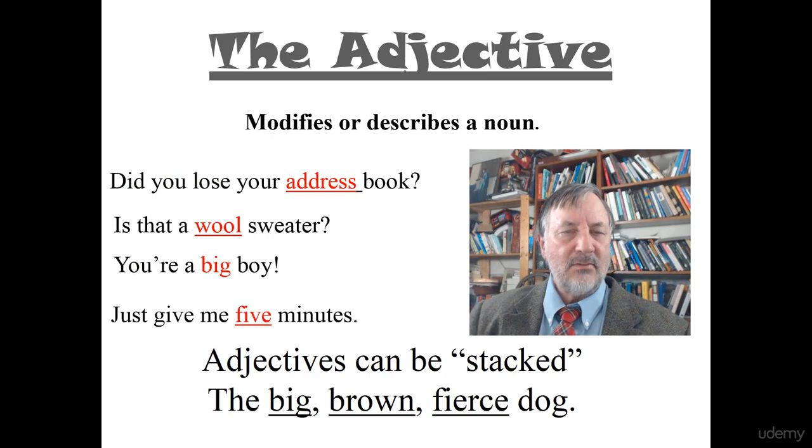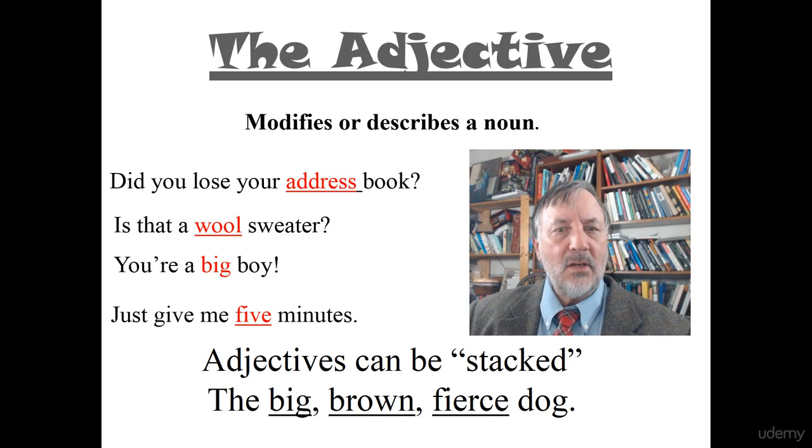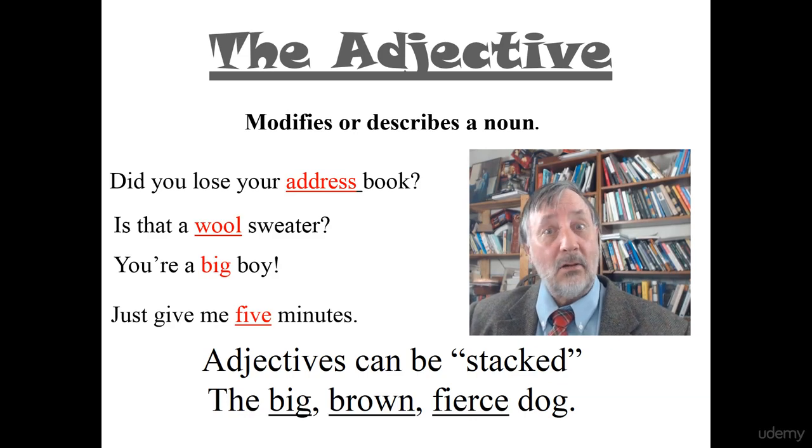The adjective is a word that modifies or describes a noun. So we remember a noun is a person, place, or thing, right? And in modifying or describing, we mean that it changes the noun or adds some specificity to it. So, for instance, did you lose your address book? Not just any book, but the address book. Is that a wool sweater? You know, I don't want any of the synthetic material. I just like wool. You're a big boy.